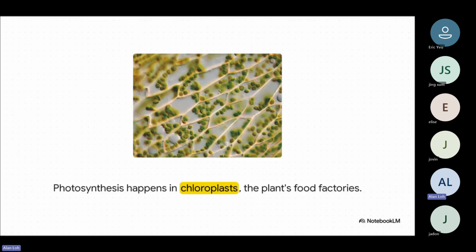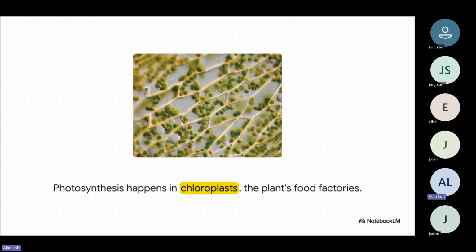So where does all this magic happen? Well, if you could zoom way, way down into a plant's cells, you'd find these little green structures called chloroplasts. They're jam-packed with a pigment called chlorophyll. That's what makes plants green, and it's the molecule that actually grabs the sunlight.